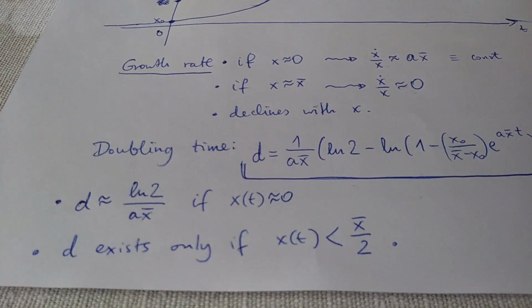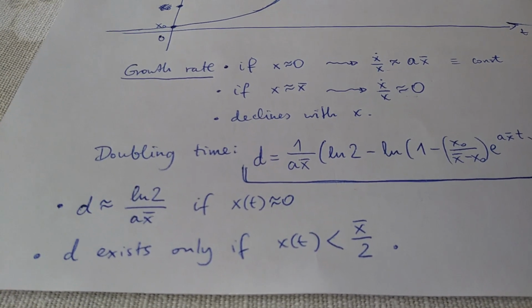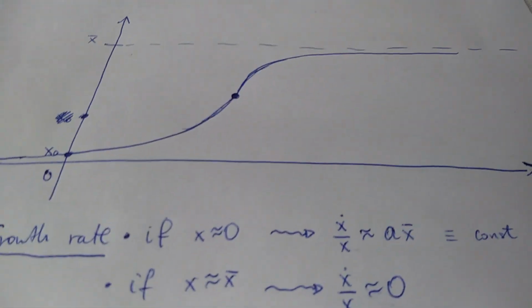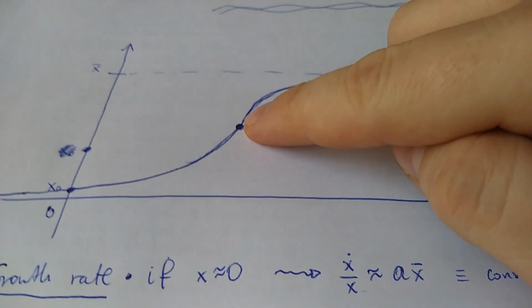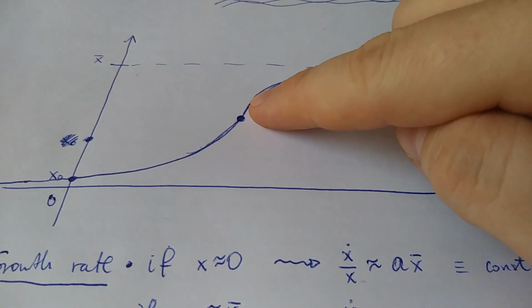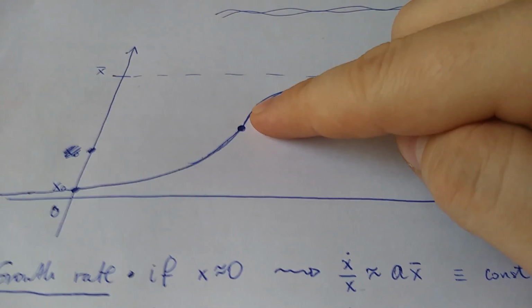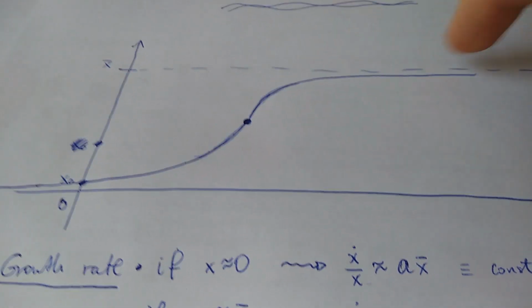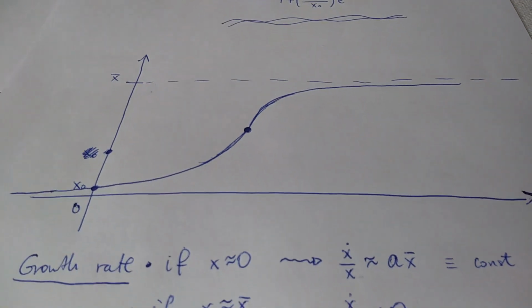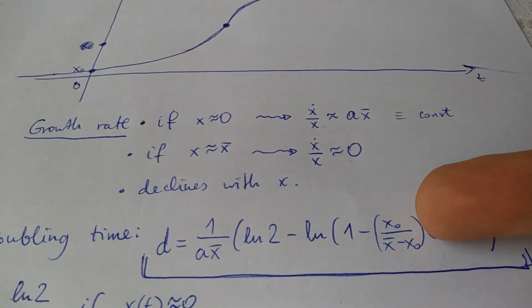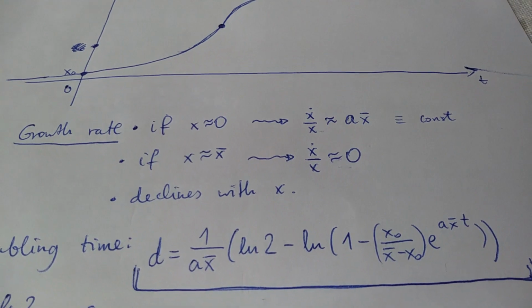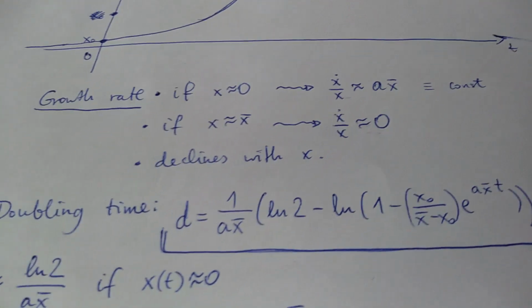And doubling times make sense only if there is a prospect of doubling. So if you look at this, you see that once you cross x bar over 2, there is no more chance for x to double, so doubling times don't make any sense beyond that point. This formula is not well defined for x greater than x bar over 2.